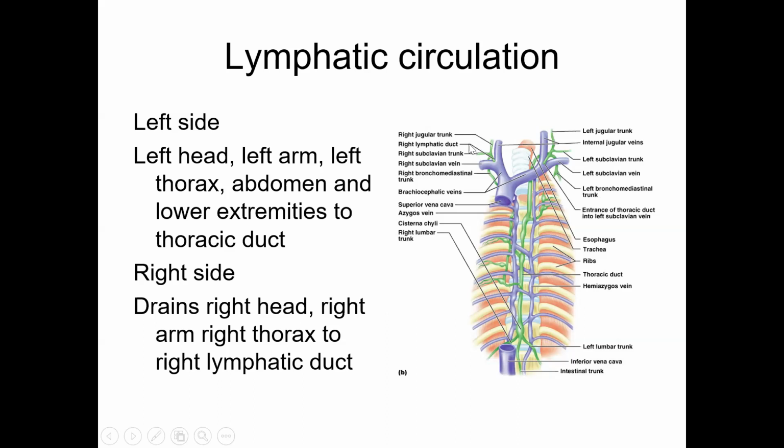Okay, so on the right side, it's similar, but there's a difference because the thoracic duct only goes to the left side. On the right side, you don't have thoracic duct. You only have the bronchomediastinal trunk, subclavian trunk, and jugular trunk. All three trunks merge and then drain the lymph to the right subclavian vein.